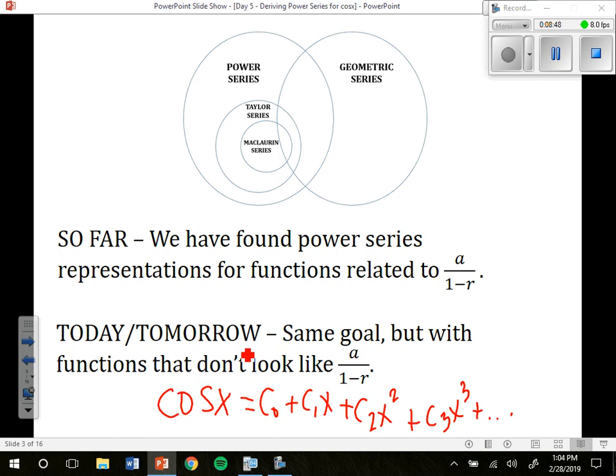So the derivative of cosine is sine. So that is like, oh, arc cosine? So actually, 1 over the square root of 1, wait, what is it? 1 over the square root of 1 minus x squared? It's negative. I think it's, yeah, negative 1 over the square root of 1 minus x squared. That doesn't look like a/1 minus r. Do you see that? Yeah.